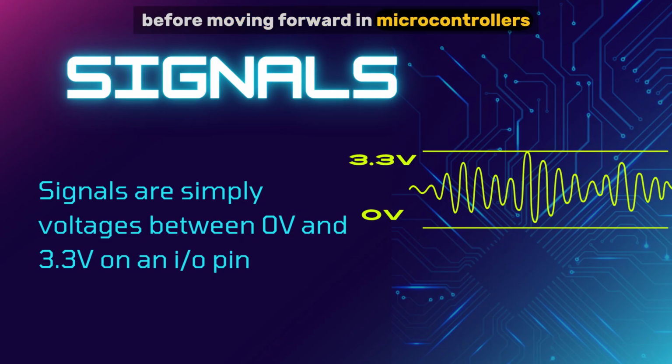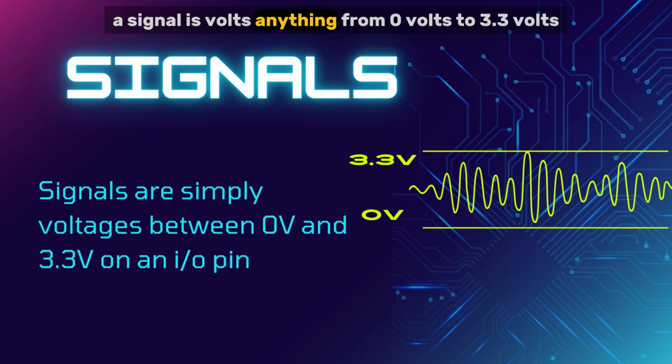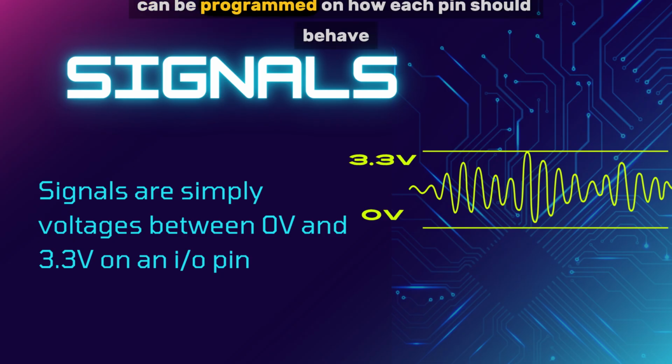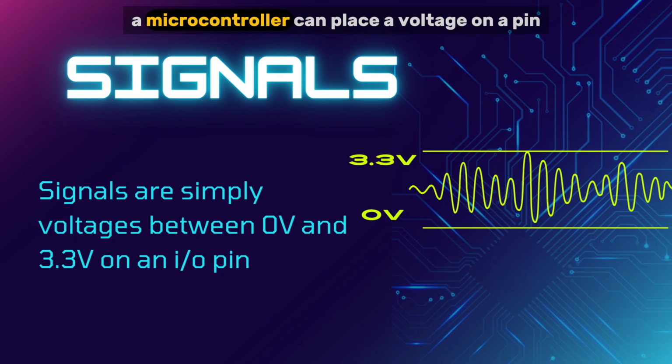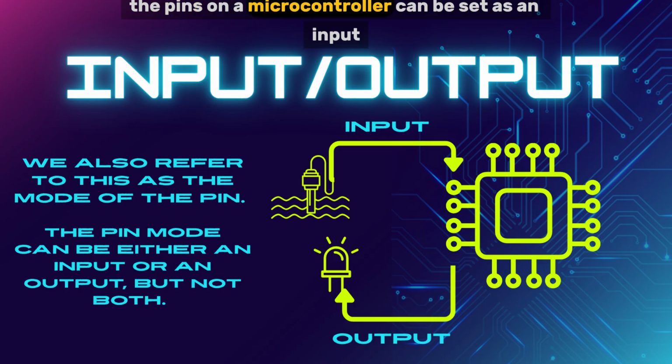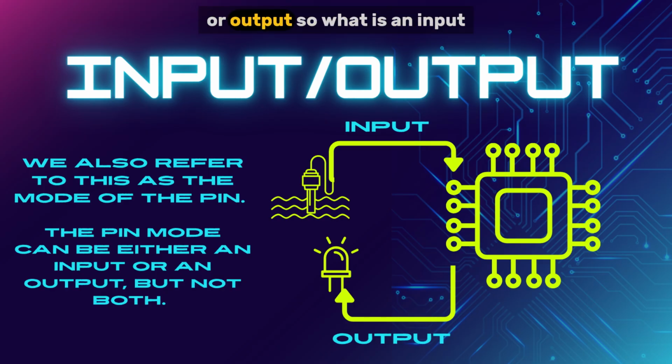In microcontrollers, a signal is volts, anything from 0 volts to 3.3 volts. A microcontroller like the ESP32 can be programmed on how each pin should behave. On the one hand, a microcontroller can place a voltage on a pin, or it can read a voltage on a pin. The pins on a microcontroller can be set as an input or output.